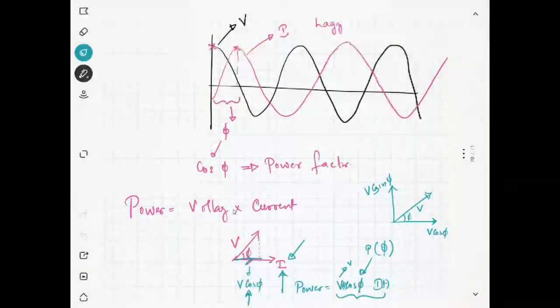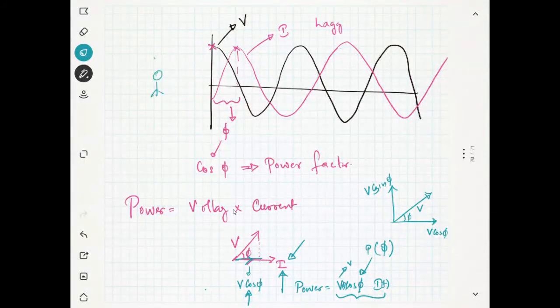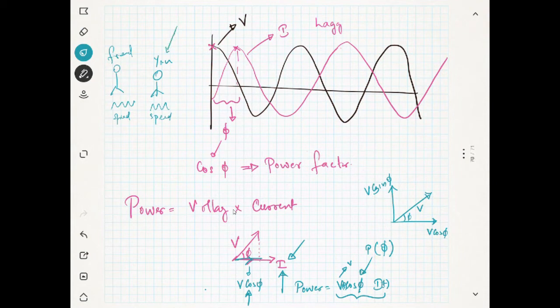Imagine like this. You and your friend are walking. You are walking here, and your friend is walking behind. You understood? Yes, sir. Both have the same frequency, that means the same speed. The speed is the same, but the position is different. You are in the front position.